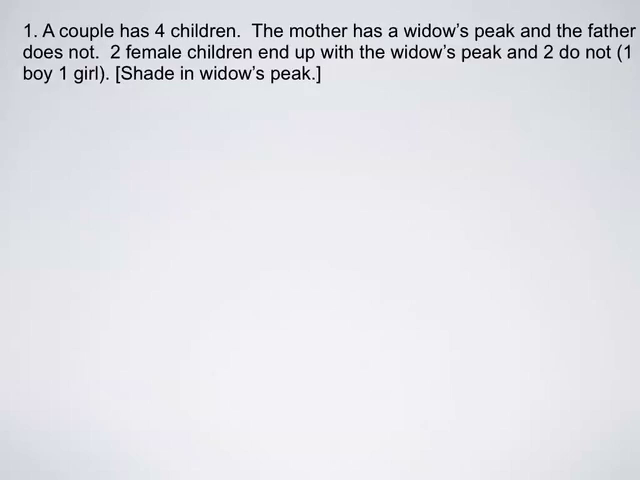All right, so let's go through this step at a time. A couple has 4 children. Now we're talking about a new trait. It's not color blindness now. We're talking about a widow's peak. So the mother has a widow's peak. Olivia, what kind of symbol should she get? A shaded circle. A shaded circle, good. Then there's a father that does not have the widow's peak. Nick, what symbol should he get? A square. Yeah, a plain square. So basic.